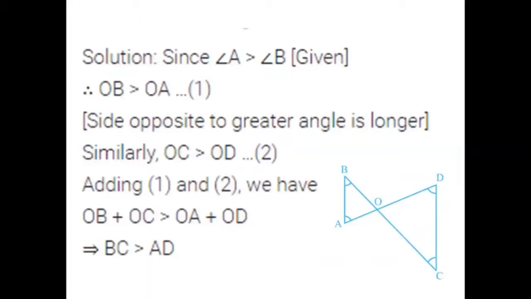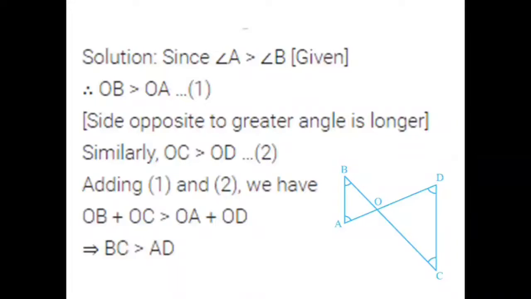Now, since it is given that angle A is greater than angle B, I can easily say that the side opposite to them would also be greater. Therefore, OB is greater than OA. Similarly, considering angles C and D with the given fact, I can easily conclude that OC will be greater than OD. So what have we got? OB is greater than OA and OC is greater than OD.